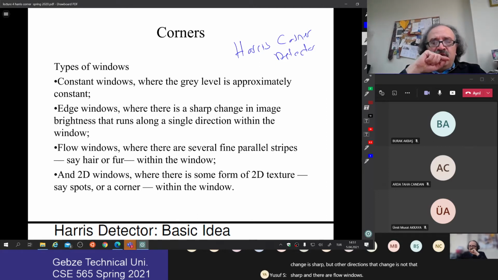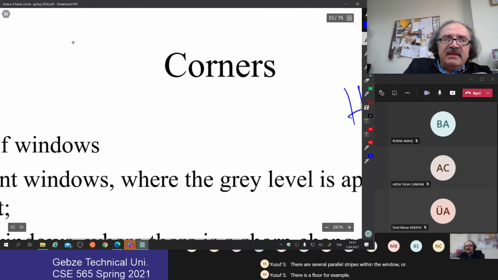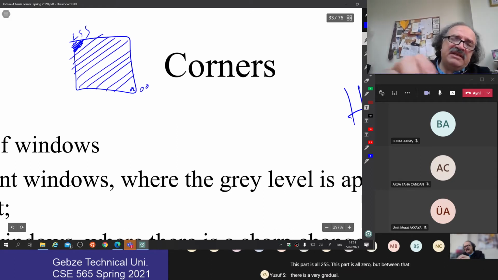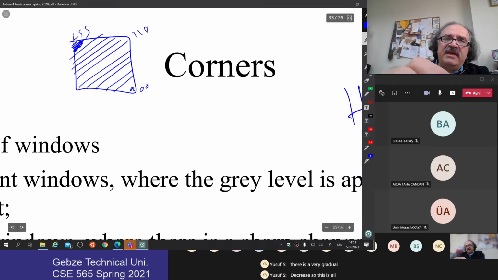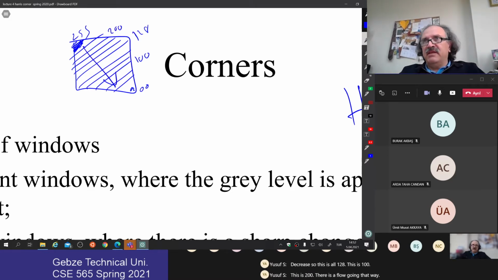A flow window means there are several parallel stripes within the window, or there is a flow. For example, in this image, this part is all 255, this part is all 0, but between them there is a very gradual decrease. So this is all 128, this is 100, this is 200. There is a flow going that way. This is a flow window.